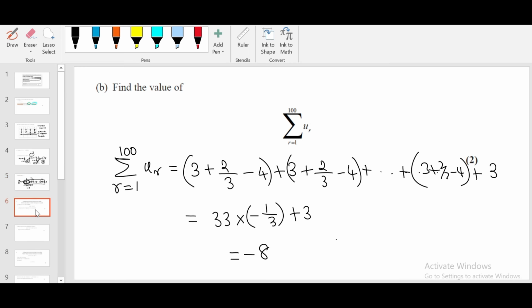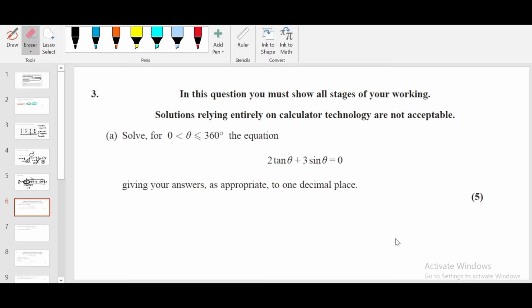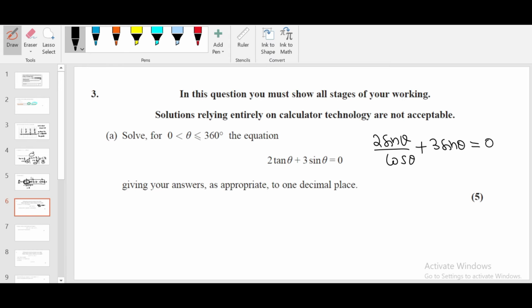Let's move on to question number 3 from trigonometry, solving a trigonometric equation. You have 2 tan theta plus 3 sin theta is equal to 0. Write tan theta as sin theta over cos theta, so 2 sin theta over cos theta plus 3 sin theta is equal to 0, and then multiply throughout by cos theta.